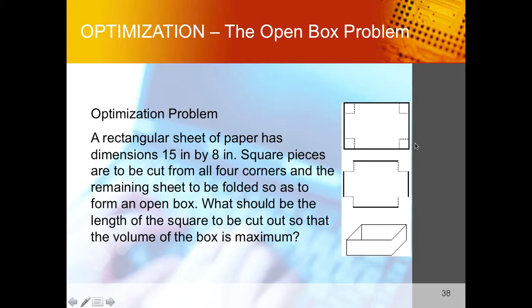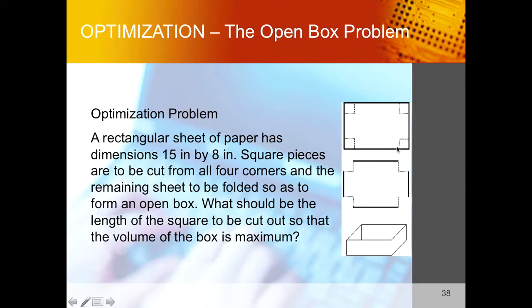Suppose this is a sheet of paper of length 15 inches and width 8 inches. I need to cut out squares of equal length from all the four corners so that the sheet now looks like this, and the sides are going to be folded up to form this kind of an open box. Now clearly, of course, the question is asking what should be the length of the square to be cut out so that the volume of the box is maximum.